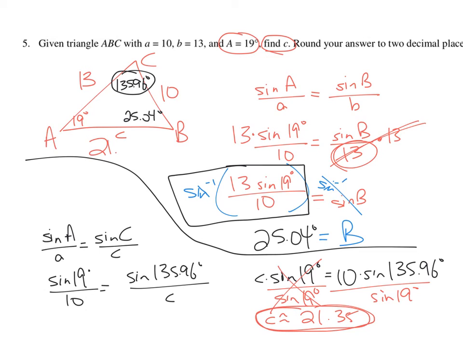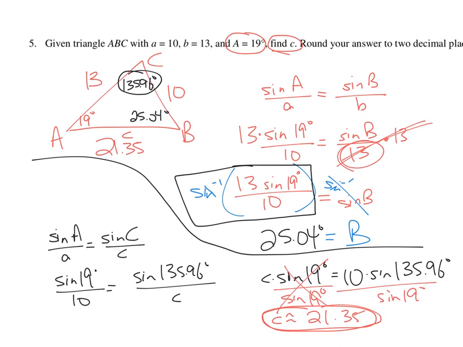So 21.35 makes pretty good sense right there. And remember, it has to be less than these two added up, the 13 and the 10. So I'm pretty confident in our answer there.